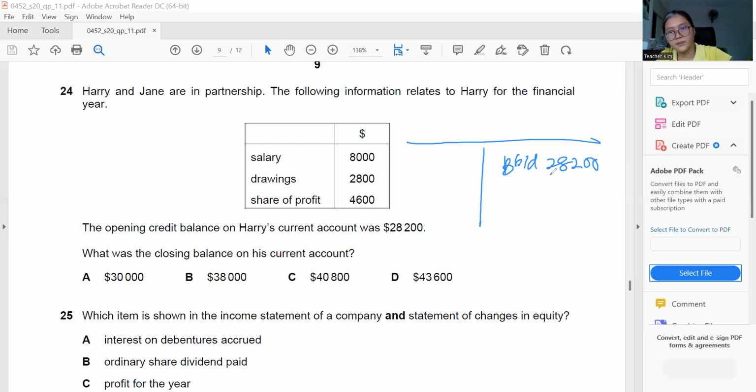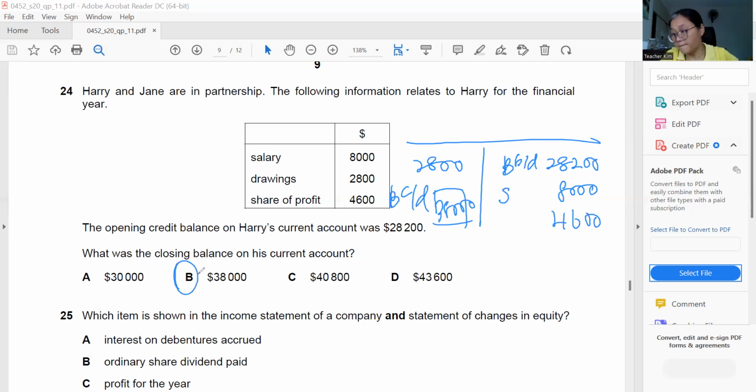And then the salary belonging to him, so salary 8,000. Drawings on the current account 2,800. Share of profit is 4,600. What was the closing balance? So balance carried down. So we take this off minus this one. So we will get 28,200 plus 8,000 plus 4,600 minus 2,800. So 38,000. So the answer should be B.